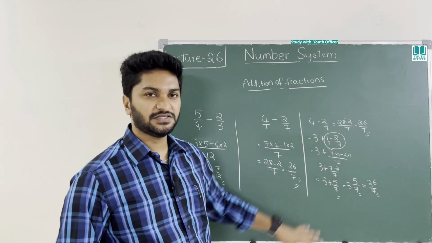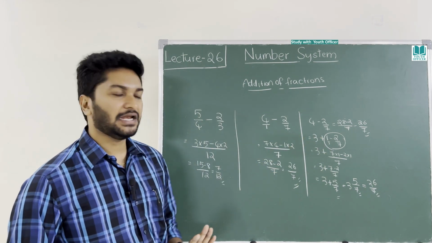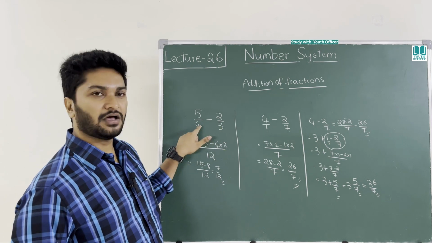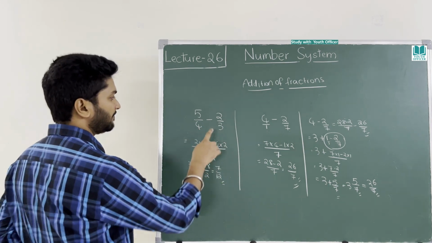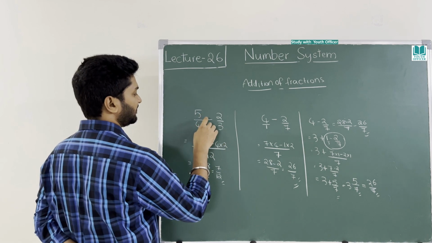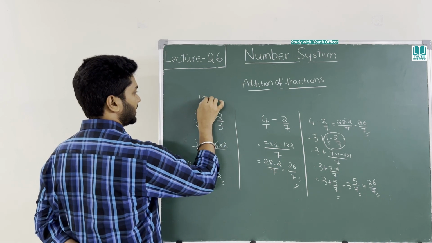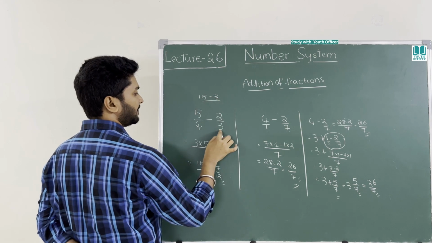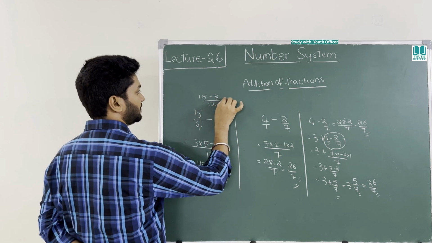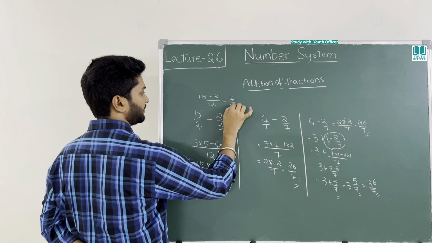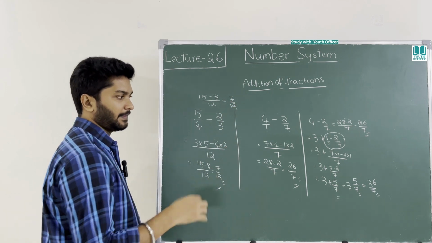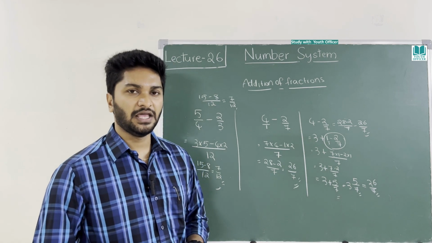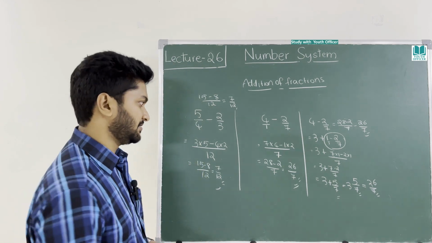I don't follow all this process. Directly, the moment I see it, I know the answer. Here there is no common thing, right? Directly I will multiply 3 with 5. How much? 15. Minus 4 twos are 8, I will multiply both of them. 4 threes are 12. How much is the answer? 7 by 12. This is how directly, because once you practice, you will come to know. Please take more examples and then practice.